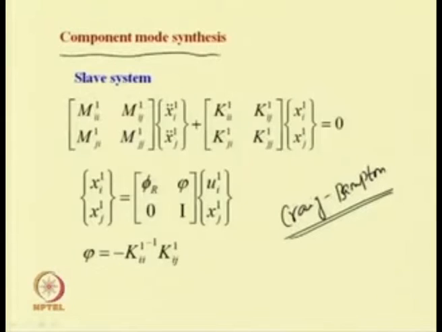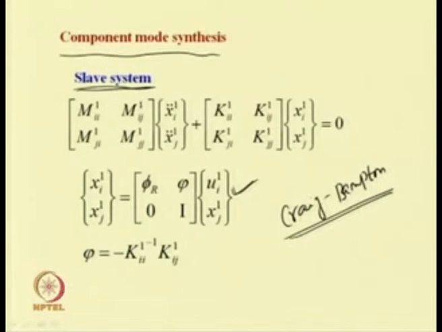So, here we will have a slave system. As we have discussed before, we will have slave and master degrees of freedom. Initially we have divided our structure into two parts, one with generalized coordinates, another with physical coordinates. Initially we have everything in the physical coordinate x, and we can replace them by the generalized coordinate u in this way.